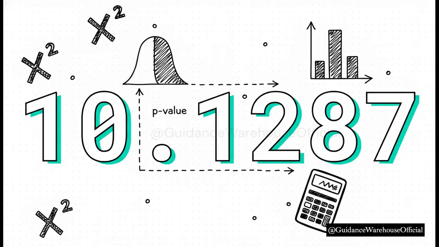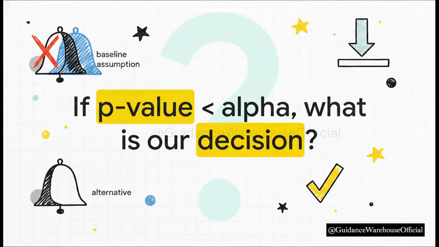And here is exactly what the calculator spits out. A chi-square test statistic of 10.1287. It also gives us our exact p-value, which comes out to 0.0175. Okay, time for another quick check to see if you're following along. We have our p-value, 0.0175, and our standard alpha level is 0.05. Since our p-value is clearly less than our alpha, what is our final decision? Do we keep that baseline assumption, or do we throw it out?